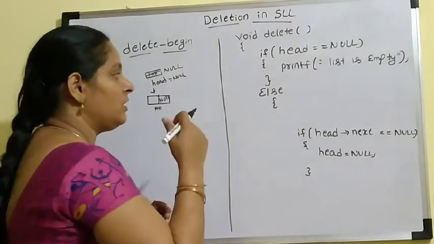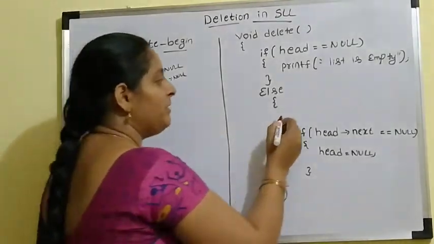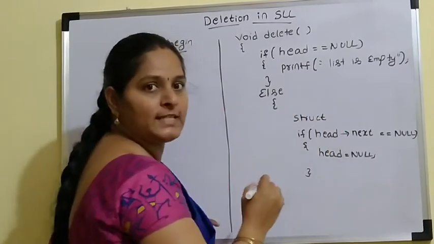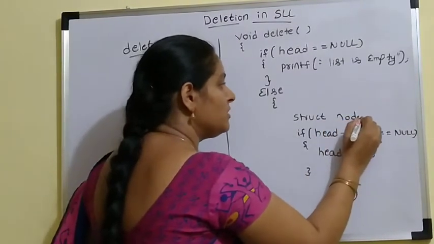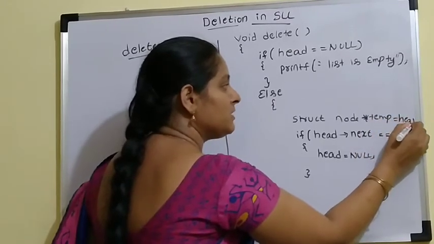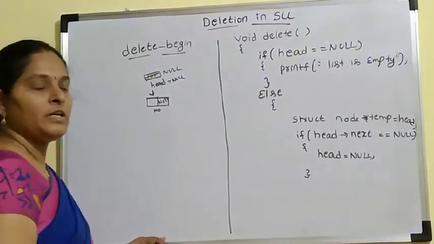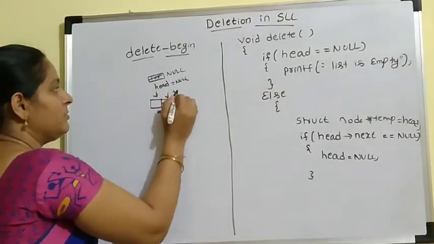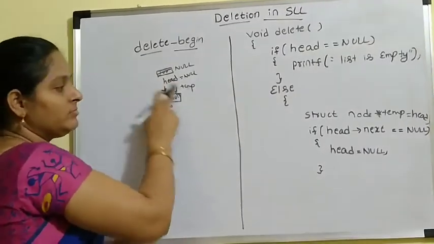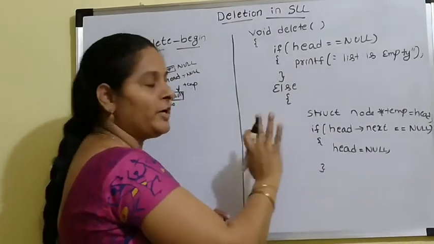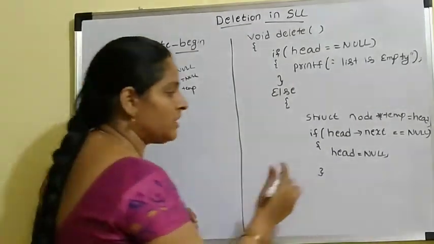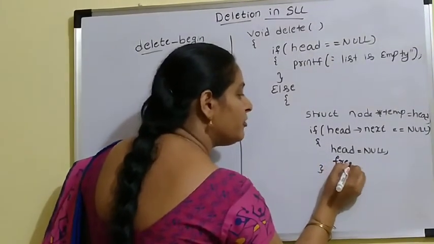One more important point is, before deleting the node, take one extra pointer. I'll explain why we need this extra pointer. So struct node star temp. Here I am taking one extra pointer and assigning the head value to it. Now both head and temp point to the first location. Now I am assigning null to head, so head is not pointing to the first node. Now who is pointing to this first node? Temp. So free the memory from temp.